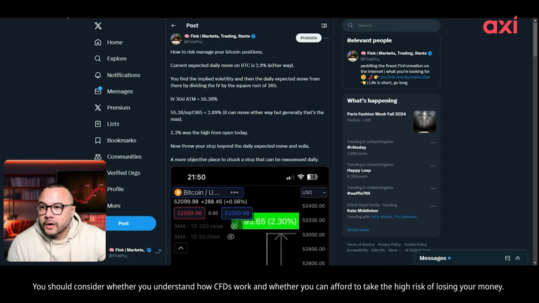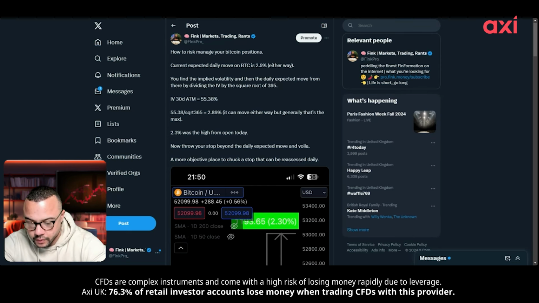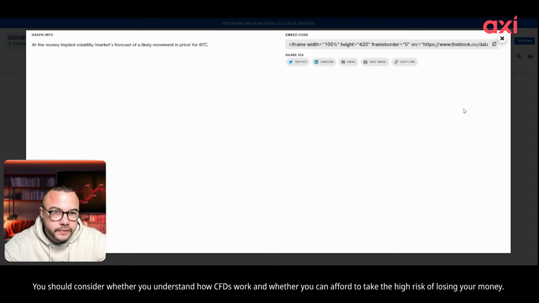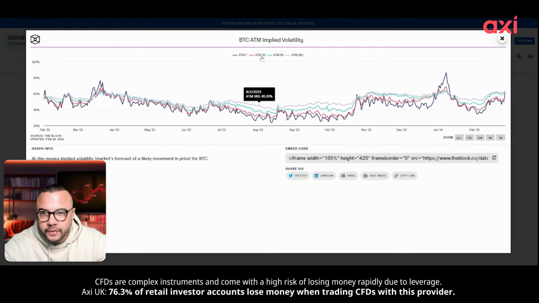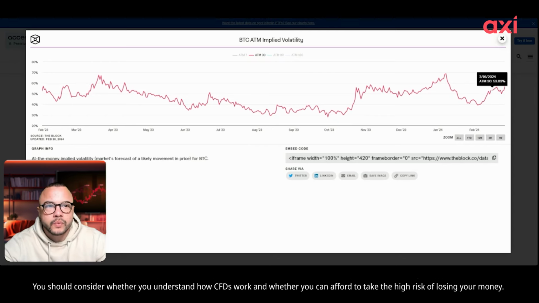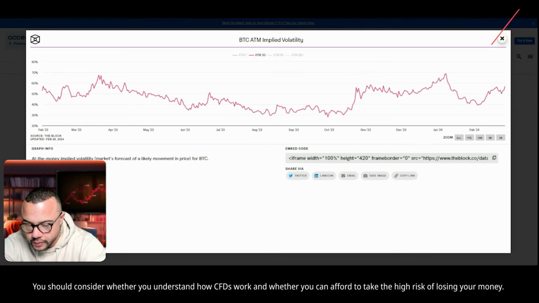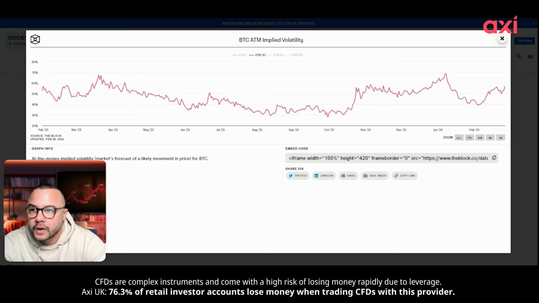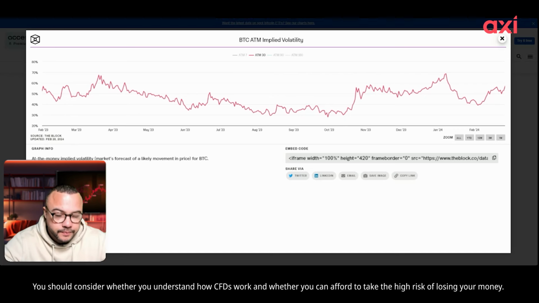Then what you can do is if you go to a chart, you can say, okay, well, if we go and find the Bitcoin IV now, we can look at it from theblock.co, they would have it here, and we find the 30-day one, and we see that it's at 57.12. So then we go 57.12 divided by 19.1. And the IV is 3, and the expected move is 3%.